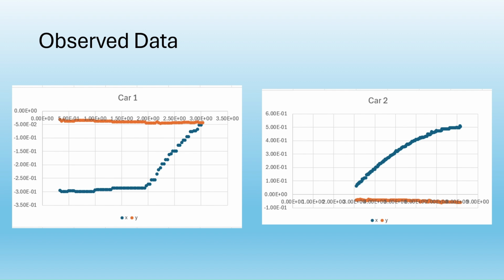Here's the observed data, or the data from Excel. We can see that car 1's x position data increases, and the x position data for car 2 also increases, and that's because once again we're looking at conservation of linear momentum. We're only looking at one-dimensional motion here. There's no motion in a y or z direction, so that's why the y graph is precisely flat.